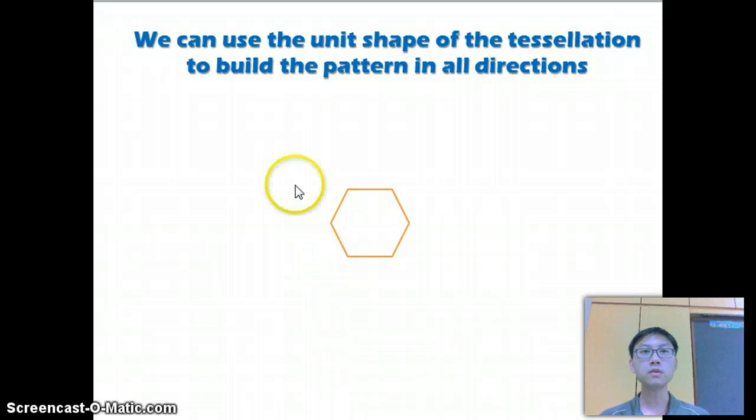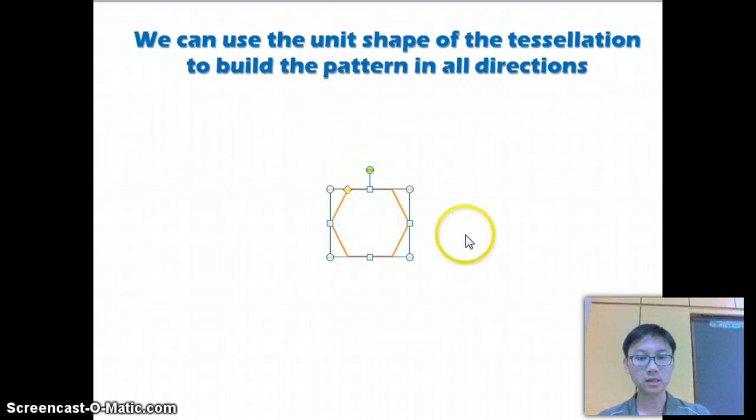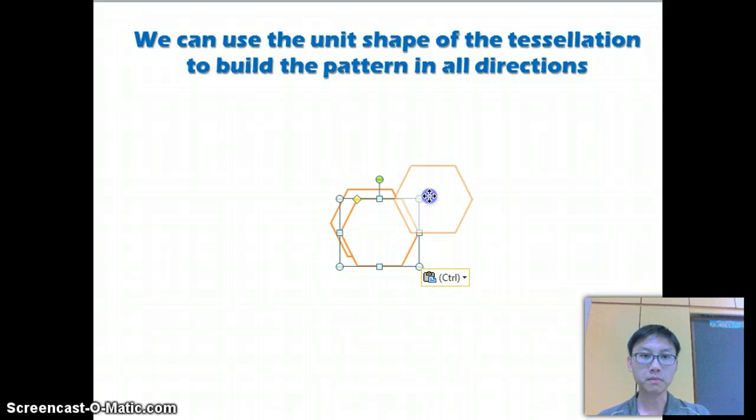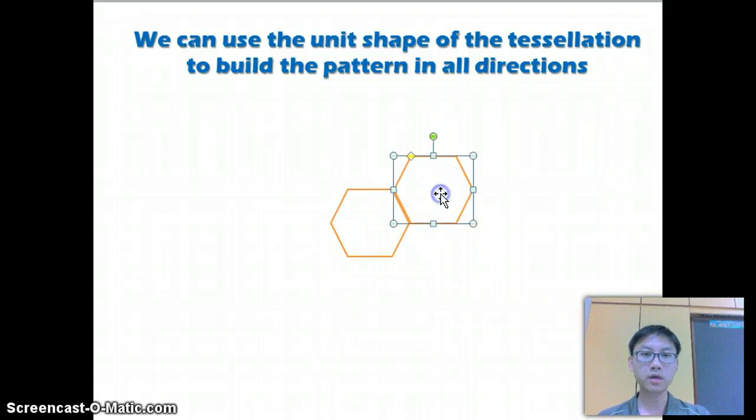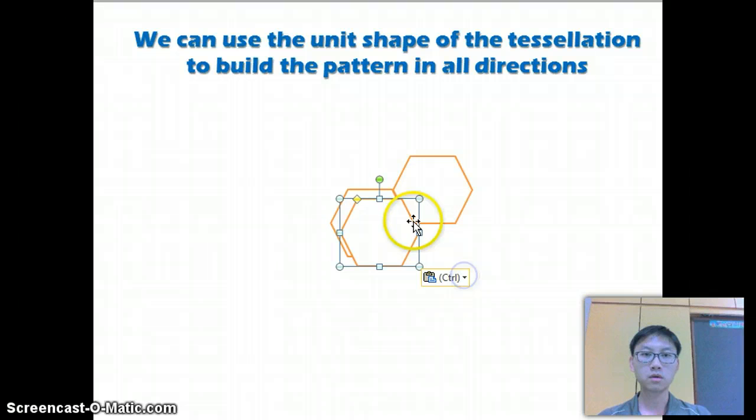Now we can use the unit shapes of the tessellation to build patterns. Given a unit shape, you can start building tessellations. Let's see, for this, if I can start building it up, and I can build it in all directions. So I'll build it here. I'm just going to quickly do it.